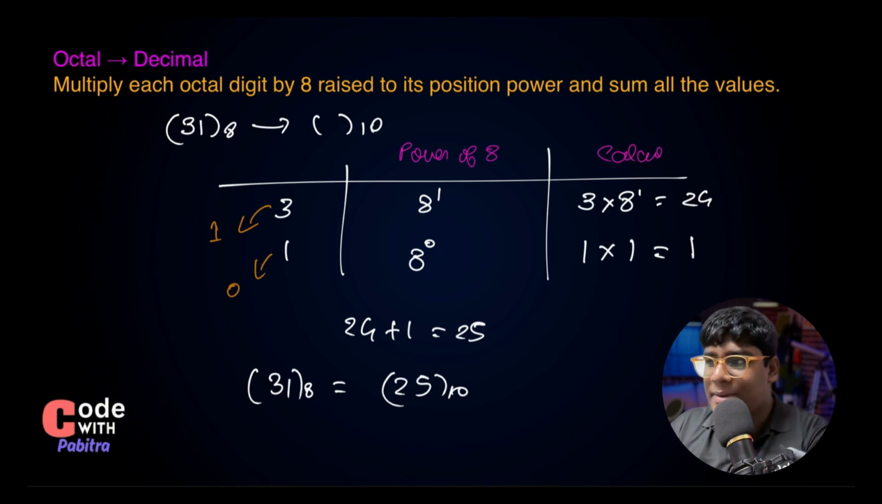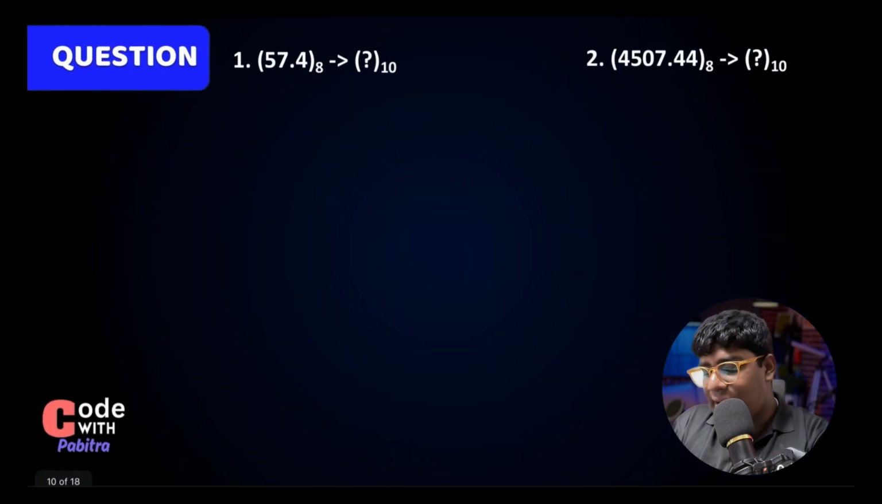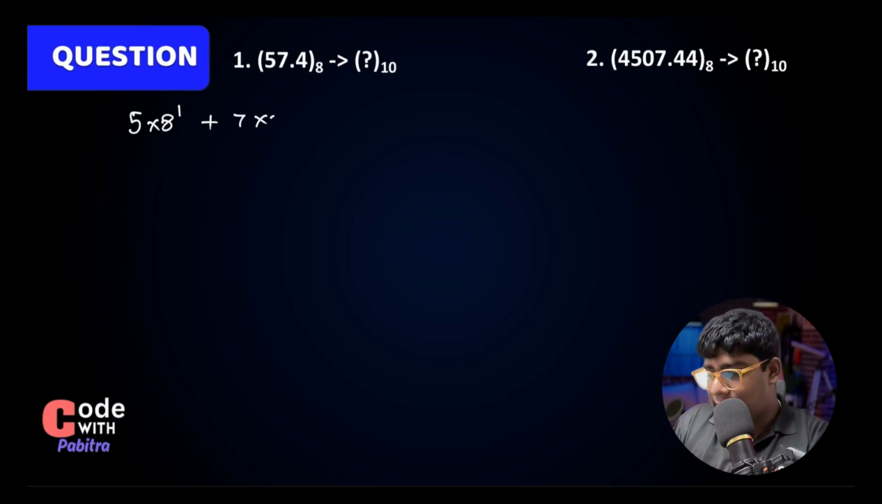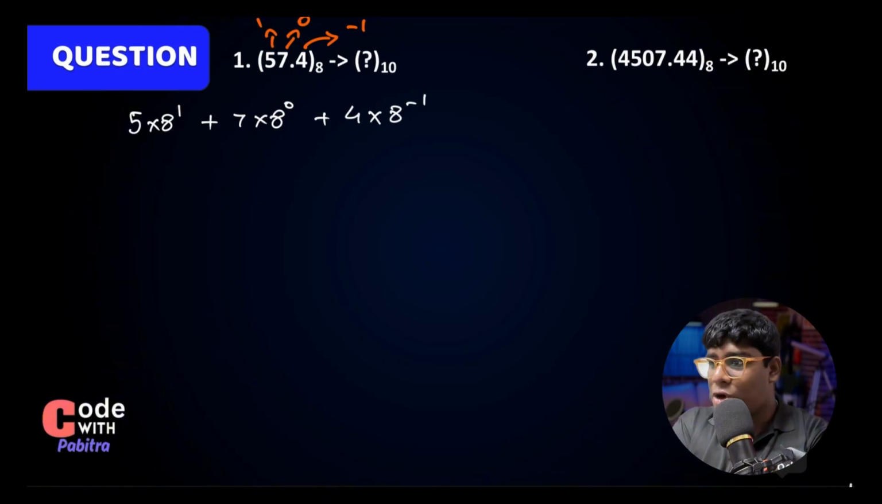So let's quickly move on to an example question. To convert this base 8 number to base 10 number, we will do 5 into 8 to the power 1 plus 7 into 8 to the power 0 plus 4 into 8 to the power minus 1. And as I told, since it is to the right of the decimal point, it will be minus 1 index, this is 0 index, and this is 1 index. Simple. And now add it.